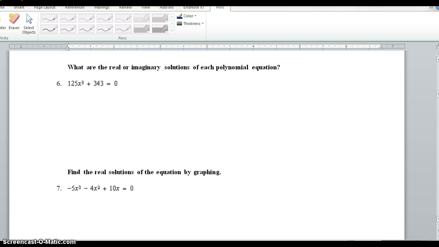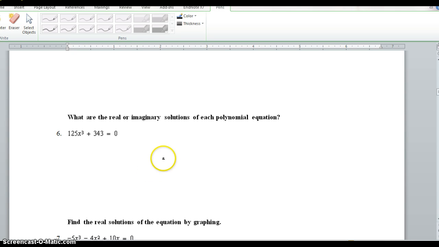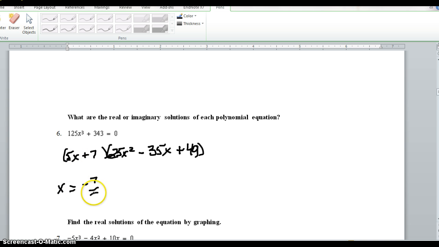Let's keep moving here. What are the real and imaginary solutions of the polynomial equation? Oh boy, we get to factor, don't we? So let's go ahead and factor this. What's being cubed here is 5x. Being cubed here is 7. A squared is 25x squared. A times b is going to be 35x. And b squared is going to be 49. Set this one right here equal to 0, and x is going to equal negative 7/5.